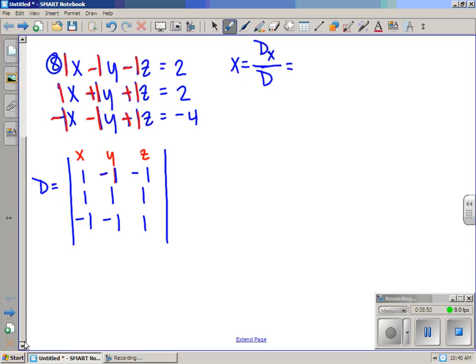You rewrite your first two columns, which in this case is 1, 1, negative 1, negative 1, 1, and negative 1. You then start at the top and multiply your diagonals. Remember, if you go at an angle, you multiply. 1 times 1 times 1 is 1. Multiply again. Negative 1 times negative 1 would be 1. And negative 1 times negative 1 would be positive 1 again.